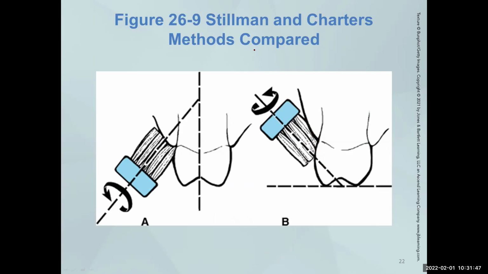Think about if you have open embrasure spaces. Also, when you don't necessarily have a Proxabrush, all right? Think about if you've had periodontal surgery and you need to stay away from the sulcus area. You're using the Charters method. But Charters is usually used for ortho.